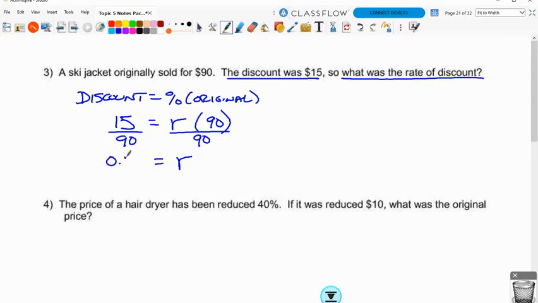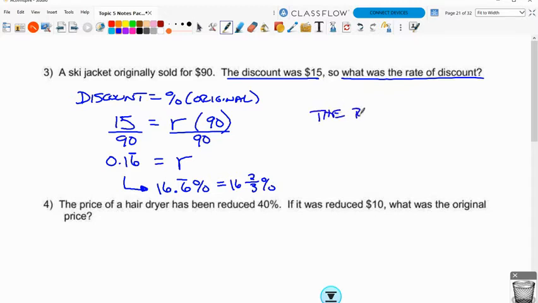We get 0.16, but if you look at your calculator, notice that the 6 repeats on forever. So we're going to put a bar over that 6. And now we're going to take this decimal and convert it into a percentage. Remember, the decimal point is going to move once, twice to the right, so it's going to say 16. But remember, after this 6, there's a whole bunch of other 6s, so it's going to be 16.6 repeated percent, which is better known as 16 2/3%. Okay, so we found the rate of discount.